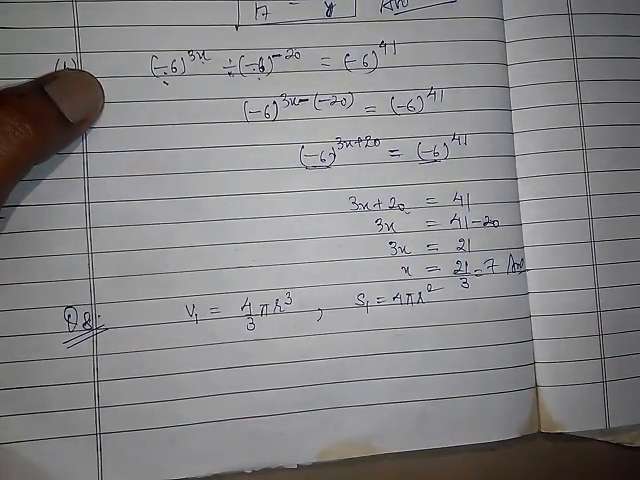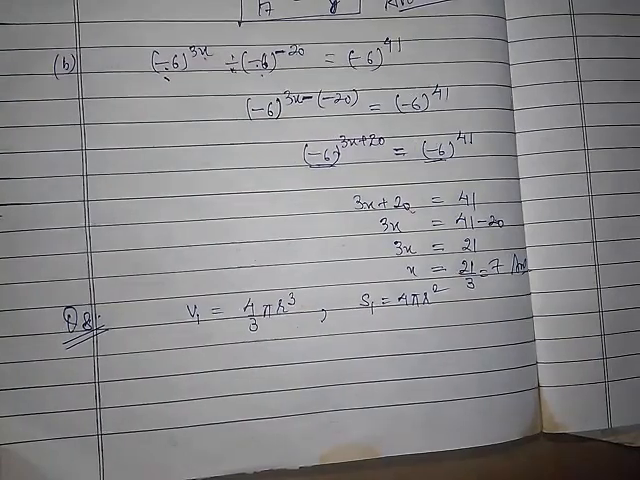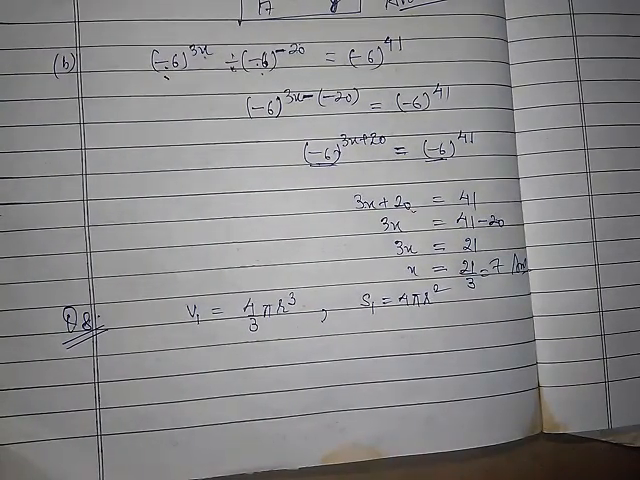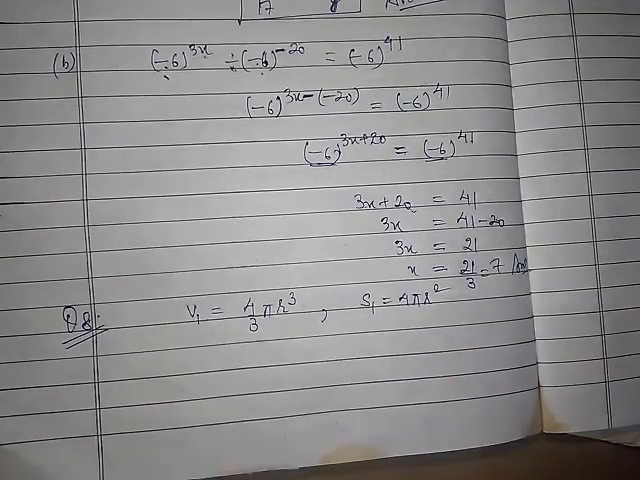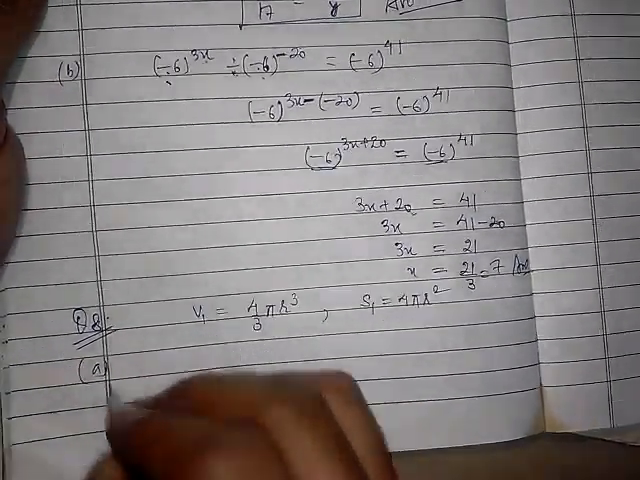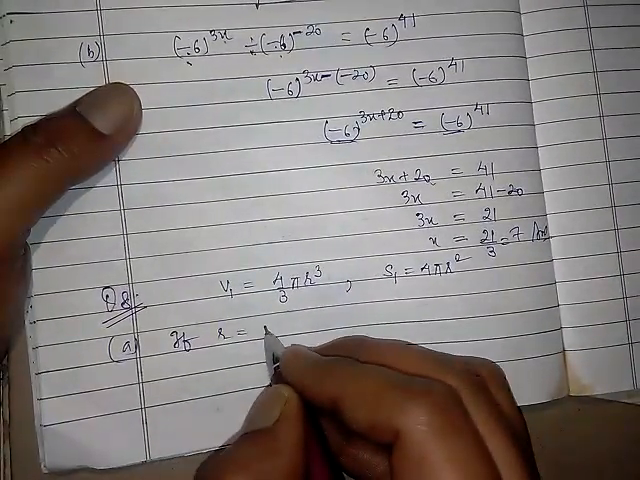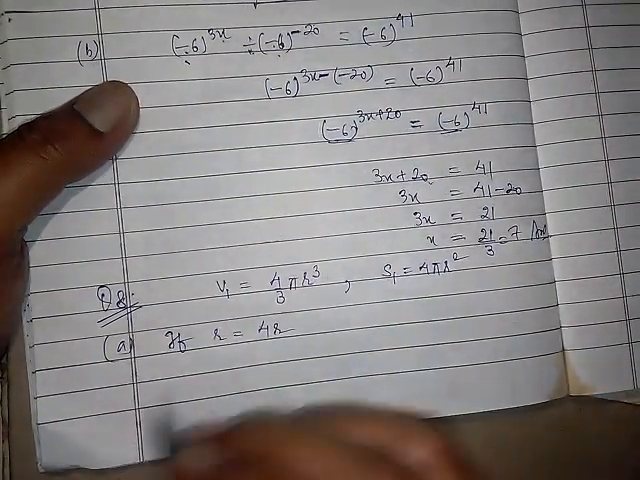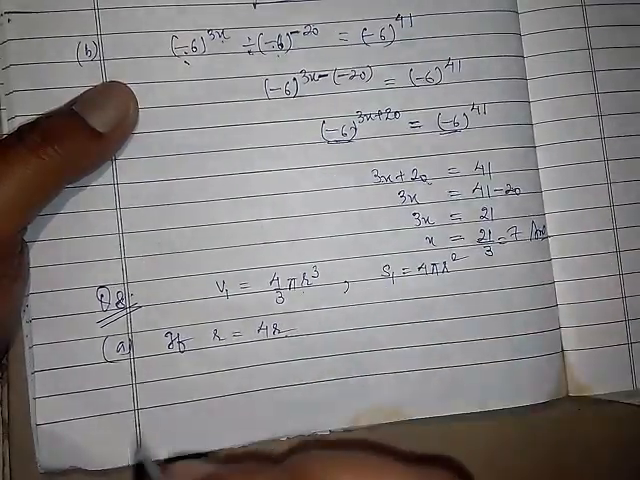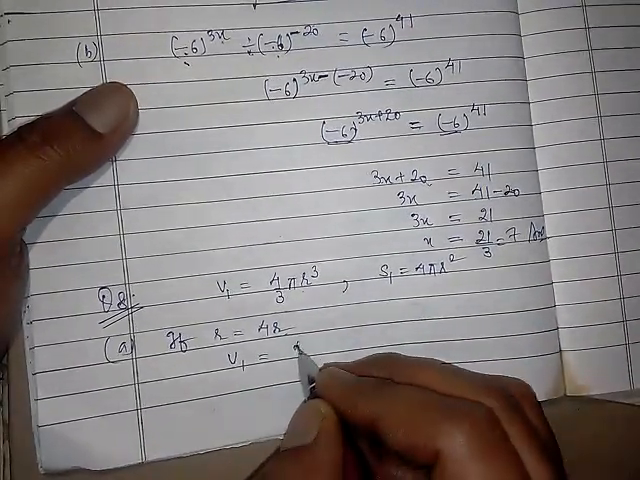Answer the following questions based on the formula written above. What will be the effect on the volume and the surface area of the sphere if the radius becomes 4 times? So what do you need to do? If the radius becomes 4 times, if r is equal to 4r, what will be the impact on volume and surface area? So let me solve here like this.